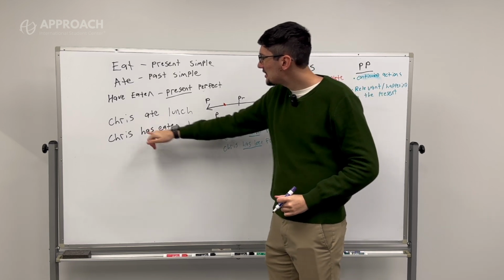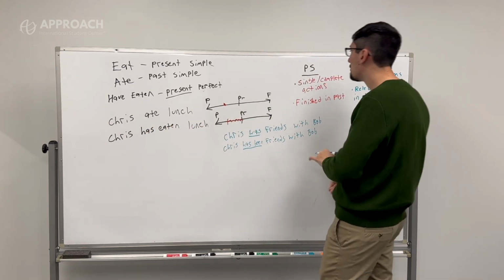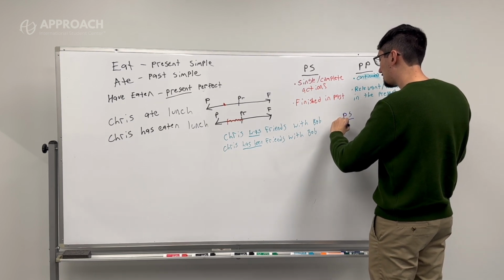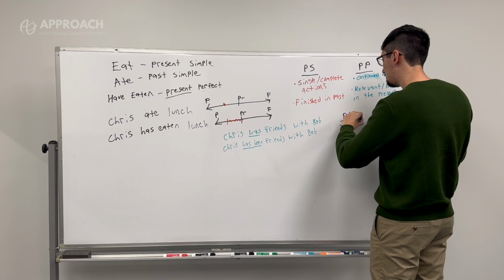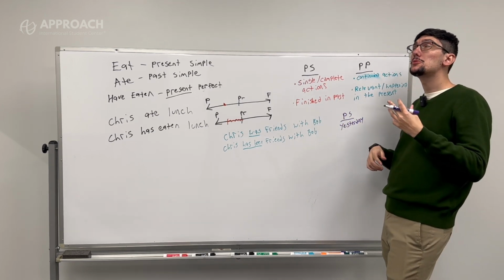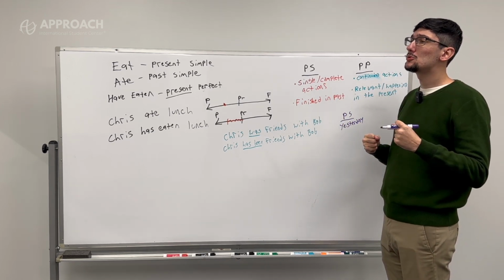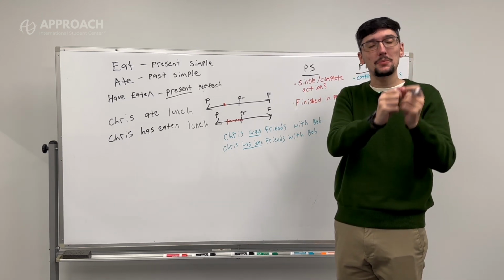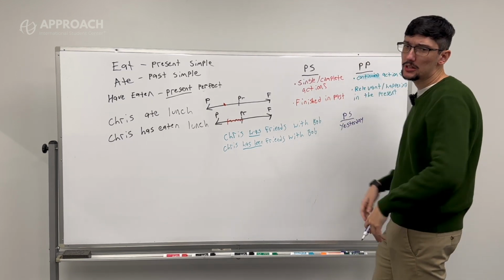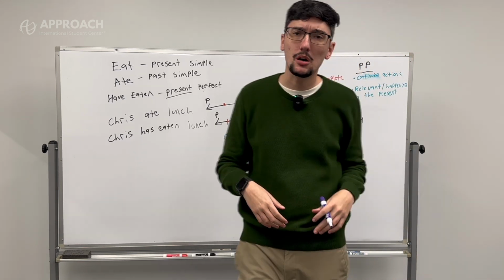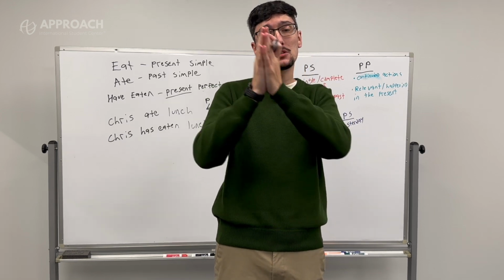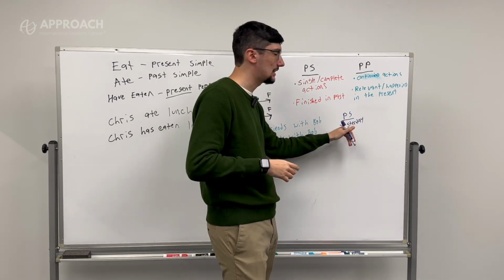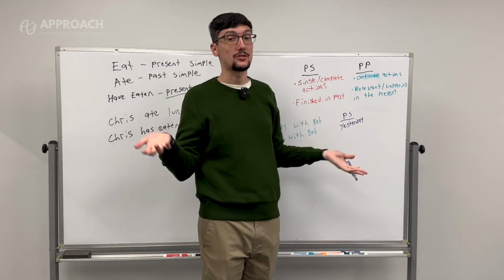Chris ate lunch yesterday. With past simple, we use yesterday. We could also use, I don't know, last week. Specific time words that refer to specific periods of time. It could be yesterday, last week, 12 years ago. It needs to be a specific amount of time, whether a number is included or it's specifically designated like yesterday. There can only be one yesterday.